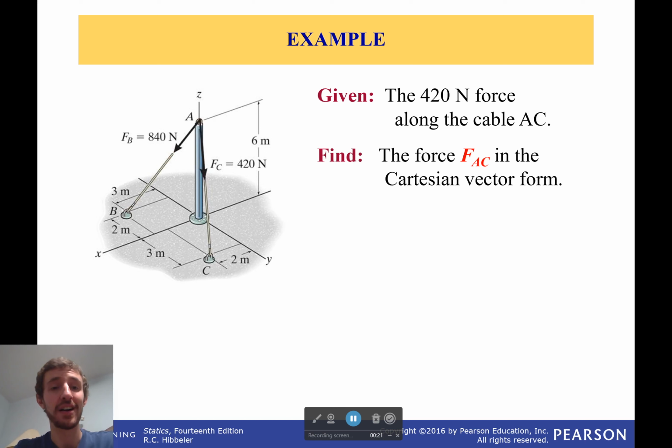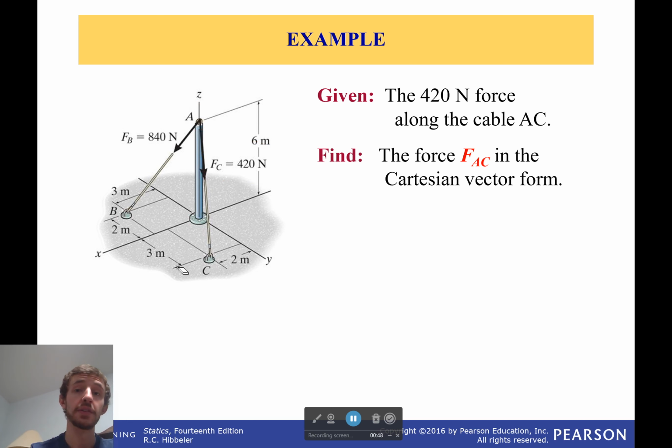So here is our problem. We have a 420 Newton force going down one cable and an 840 Newton force down another one. And we want to find the force AC in Cartesian vector form. So this is even simpler than the problem itself. We're not actually doing anything with force B, just force AC. Now you see in the problem statement it's just called force C, but it's trying to tell you that this is starting from A and then going down this line.